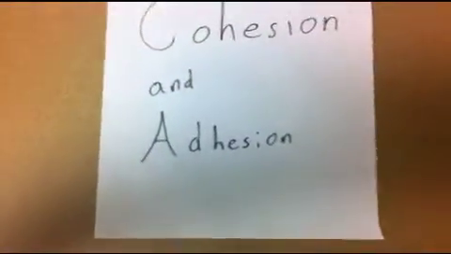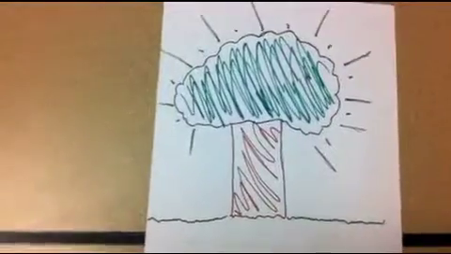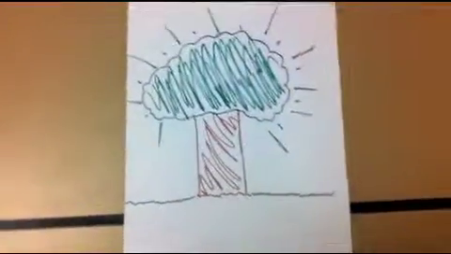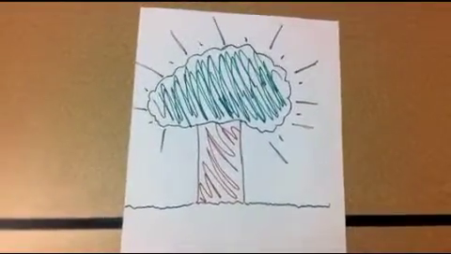Now, here's something else that's pretty important. Trees like cohesion and adhesion, right? They get very happy when these black things come out of the tree. That means they're happy.